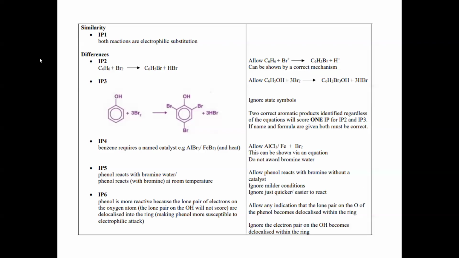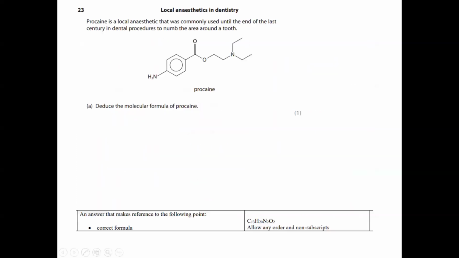Okay, let's go to the next part of the question. It says local anesthetics in dentistry. Procaine is a local anesthetic that was commonly used until the end of the last century in dental procedures to numb the area around the tooth. So this is one of the chemicals that they used as an anesthetic in the dental industry, right? Deduce the molecular formula of procaine. Now they're asking us to deduce the molecular formula.